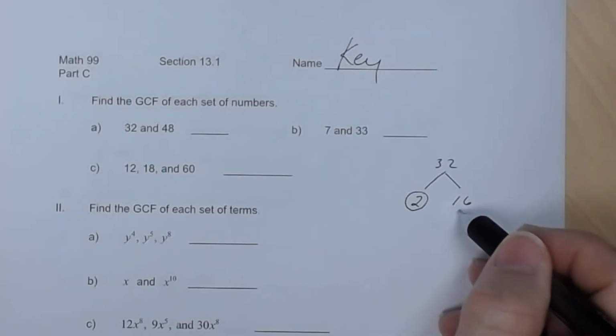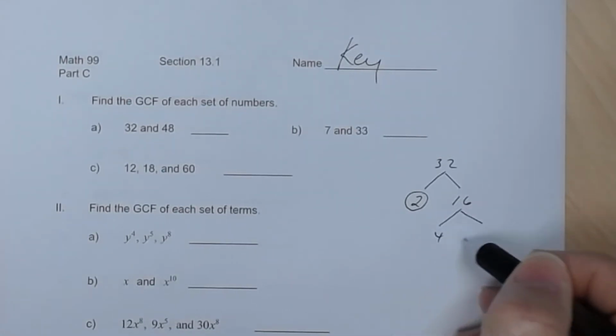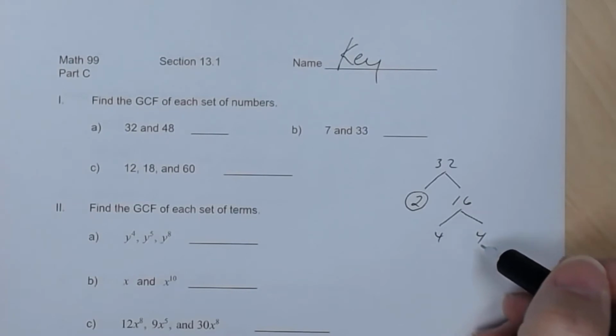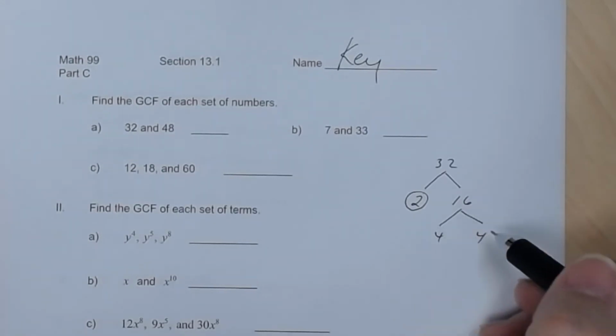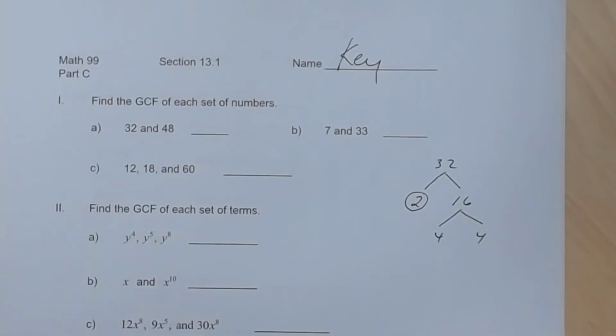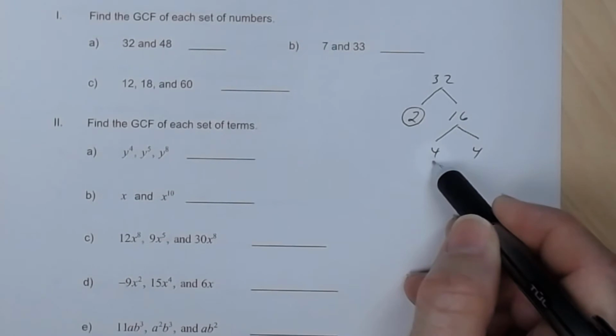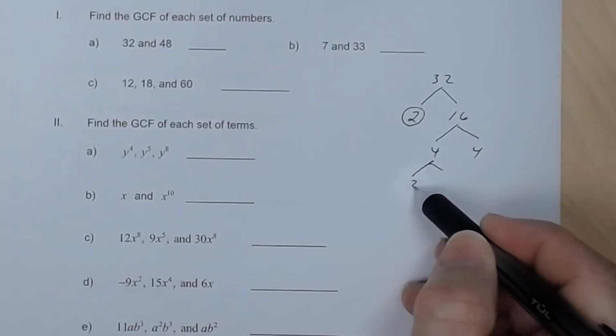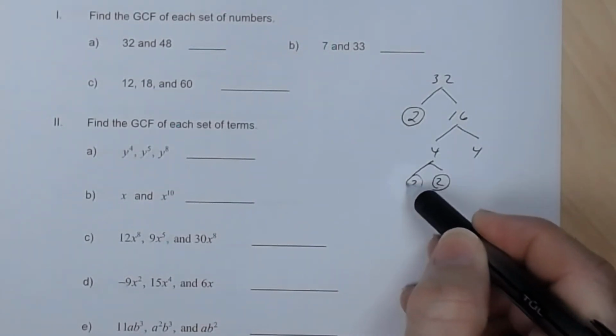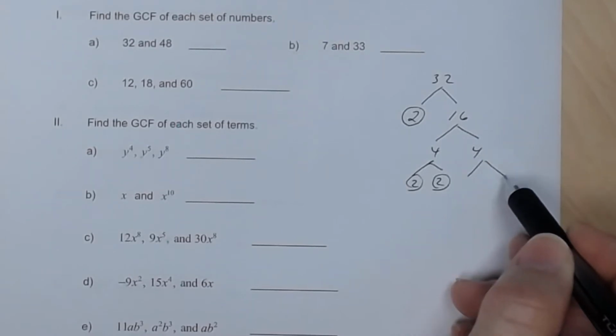And 16, let's say, is 4 times 4. You could use any numbers you want, 8 times 2, and so on. Except don't use 16 and 1, because 1 is not a prime number. The smallest prime number is 2. Since 4 is composite, I can rewrite it as 2 times 2, and 2 is prime, so I'm going to circle those.